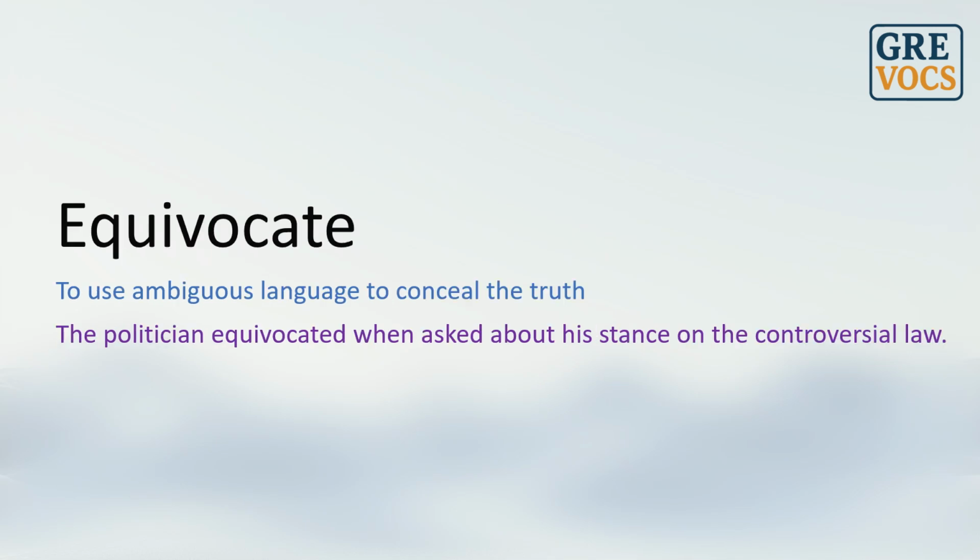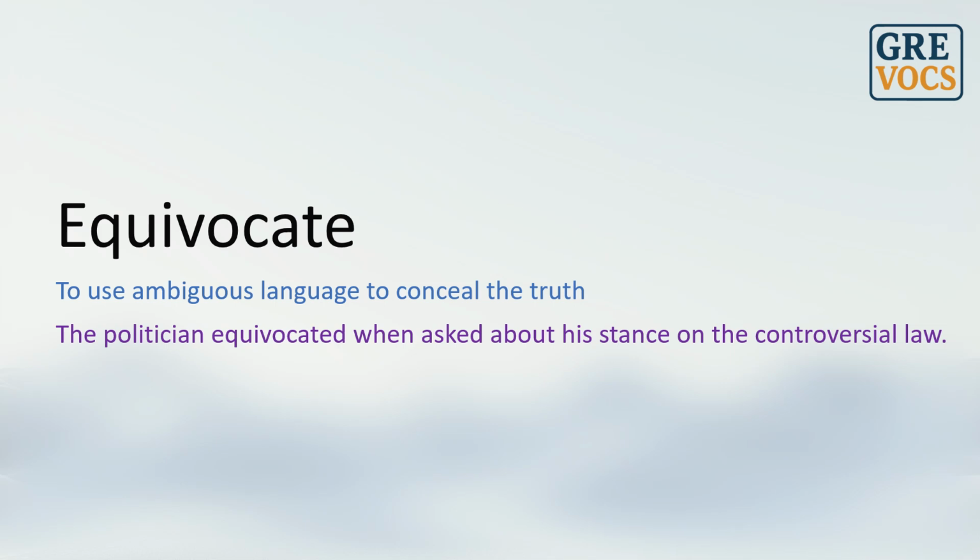Our fourth word is equivocate. It's a verb, and it means to use unclear or vague language to hide the truth or to avoid giving a straight answer. Imagine asking someone, "Do you support this idea?"